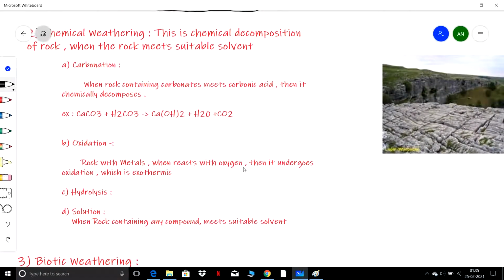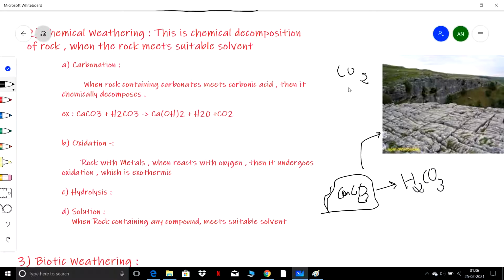What is chemical weathering? Suppose you consider limestone, which is composed of calcium carbonate. As shown here, it is a limestone bed. When it meets a suitable solvent, that is carbonic acid, water can't be. When carbon dioxide mixed with water forms carbonic acid, it reacts with limestone and forms calcium hydroxide, which is a thin paste, plus carbon dioxide is released plus water is formed. This is chemical decomposition.